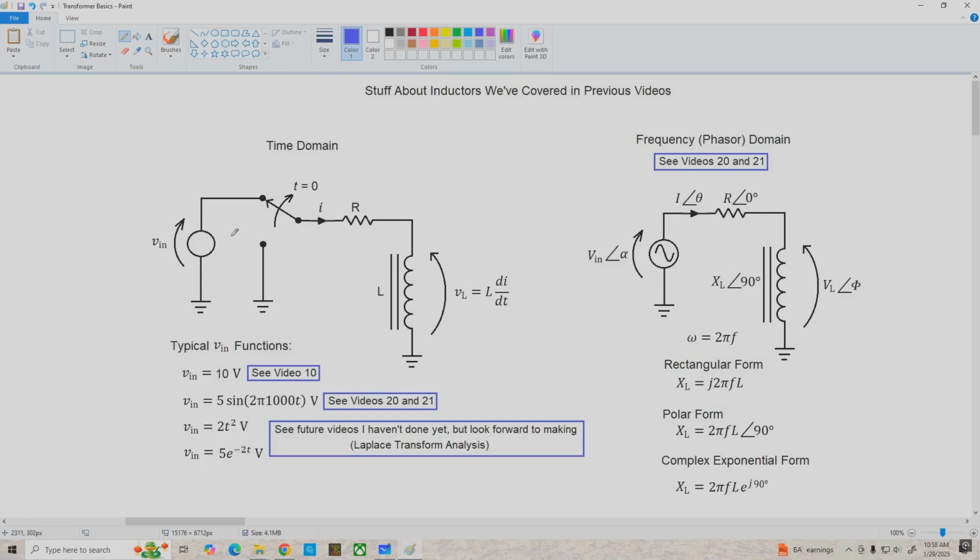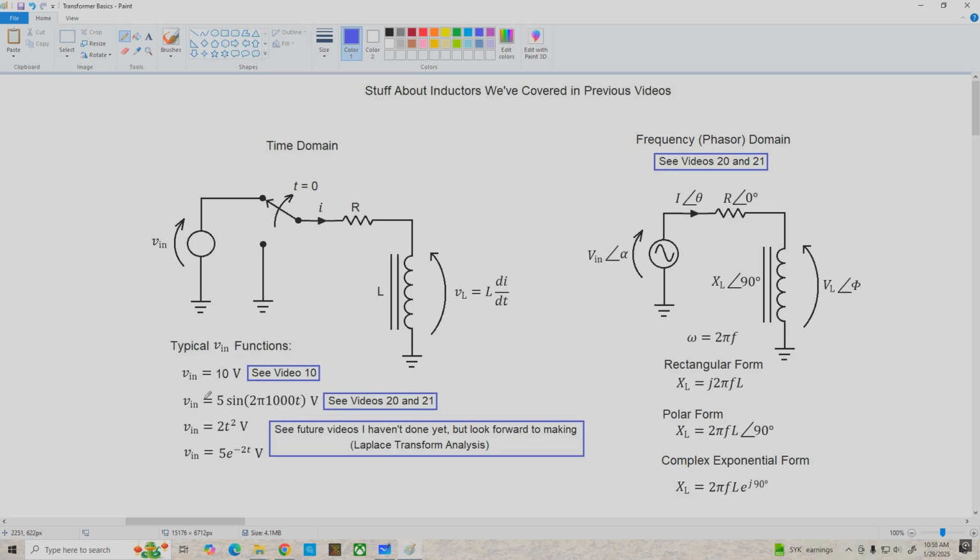But if you've just got some arbitrary input, say 2t squared volts or 5e to the negative 2t volts, well, we haven't discussed how to analyze those situations yet. And we'll get to that in the future when we talk about Laplace transform analysis, and something to look forward to. But again, that's something for another day.